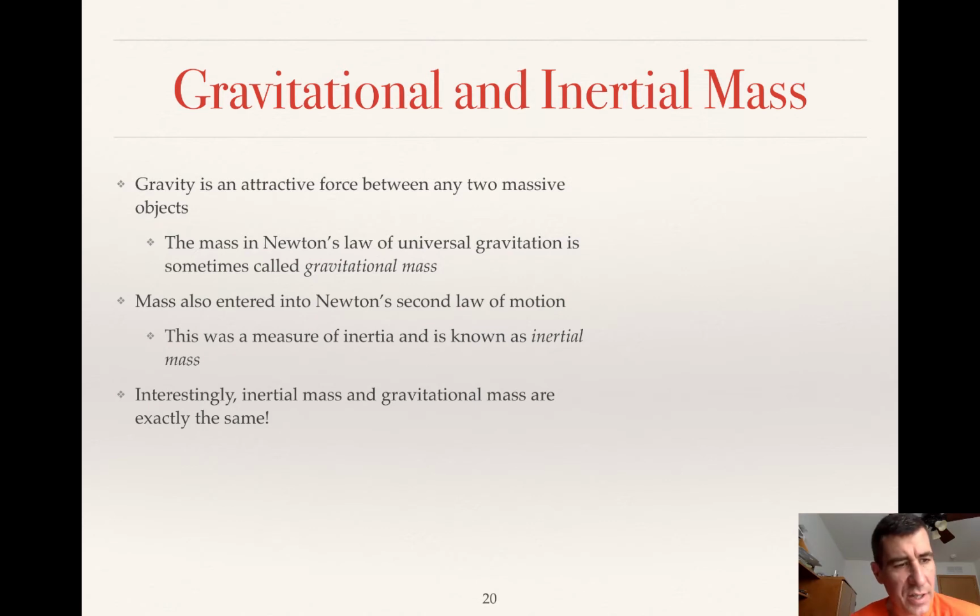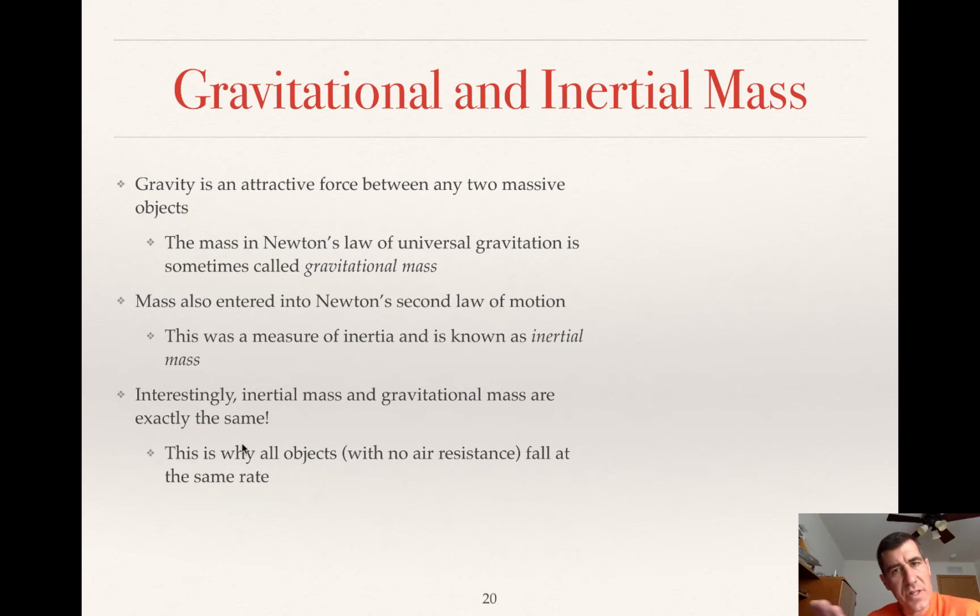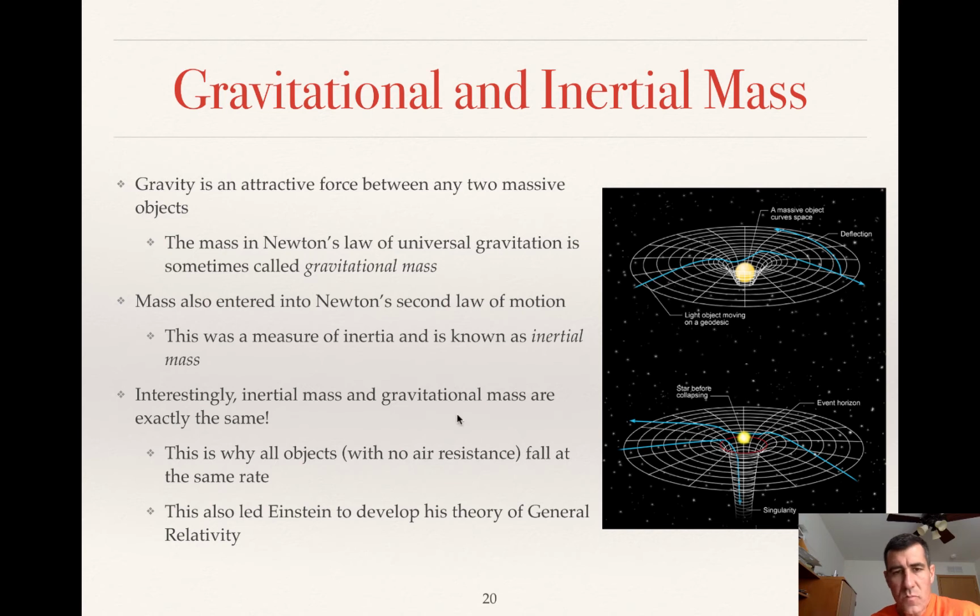So it's kind of an interesting accident. Well, perhaps not an accident, but it's interesting that the inertial mass and the gravitational mass are exactly the same thing. This is why, as we talked about with free fall, in the absence of air resistance, all objects fall at exactly the same rate. The reason is that the inertial mass and the gravitational mass are exactly the same. If they were different, that wouldn't happen. This may seem like a simple thing, but it's actually telling you something very fundamental about the nature of how the universe works.